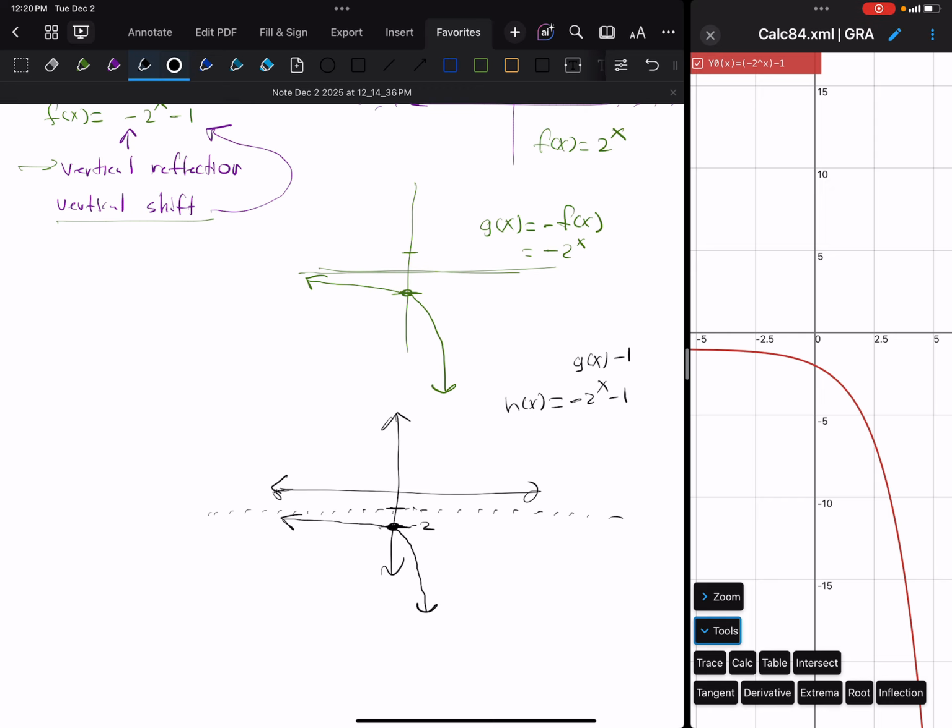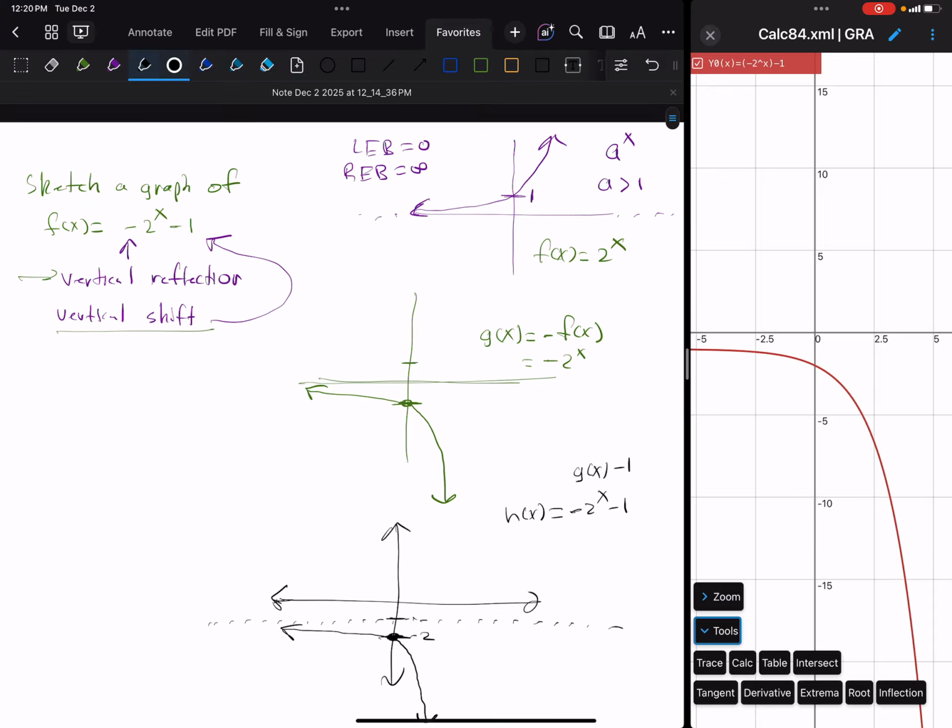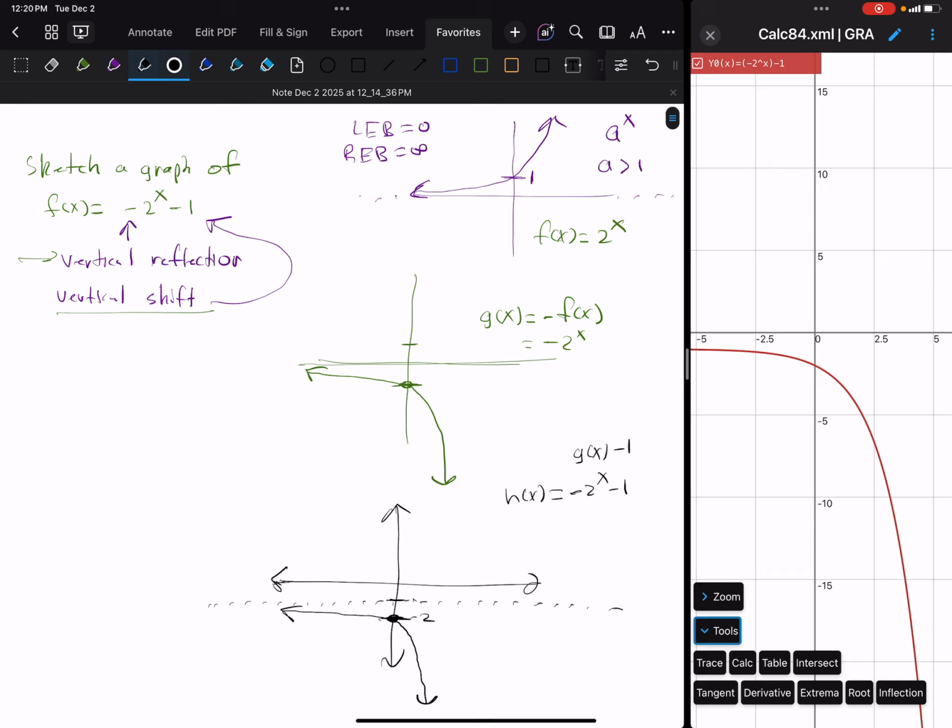And so that's how we would include this new type of base graph, this new exponential base graph, in our typical sketching by transformation method that we've done before. Hope that helps out.